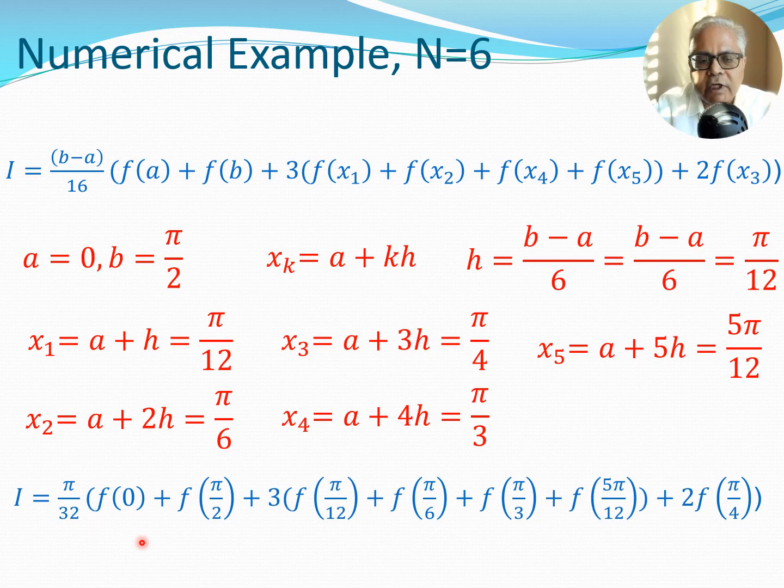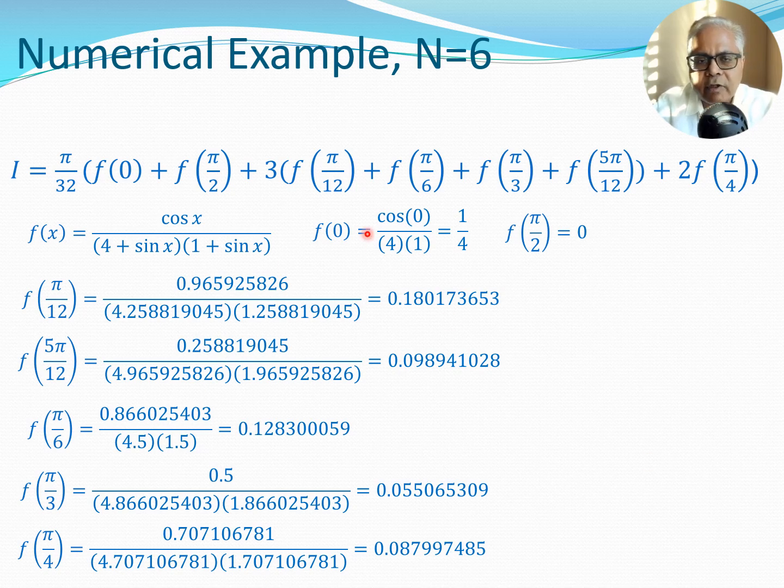Now I need to calculate the function value at all these points, that is at 0, pi by 2, pi by 12, pi by 6, pi by 3, 5 pi by 12 and pi by 4. Now this is a pretty laborious process, but I have done it on the calculator and I have obtained all these results here. Some of these cases are easy because remember pi is 180 degrees, so if you divide it by different numbers you will get various multiples of 15, and you will get all these values here. So we are going to take all these values and substitute them in the expression for I here.